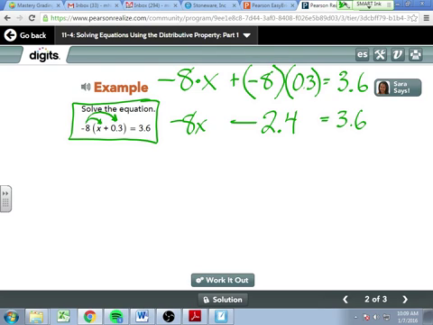So now it's easier to see what we need to do. So Grace, now that I've rewritten it like this, what's the first thing I should do? Add 2.4 to both sides. Guys, right here is where we're starting solving. Up until this point, nothing we did had to do with solving. It was just simplifying.